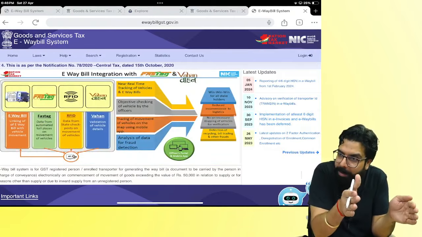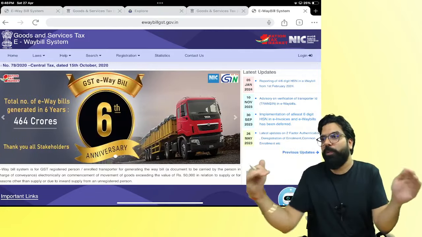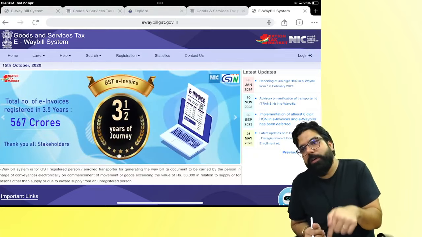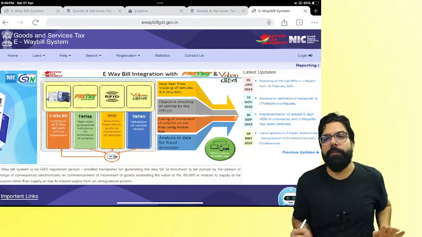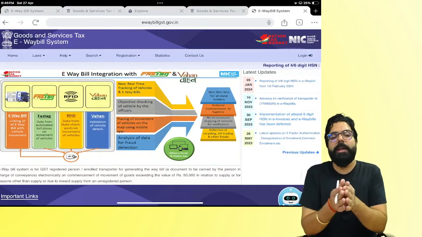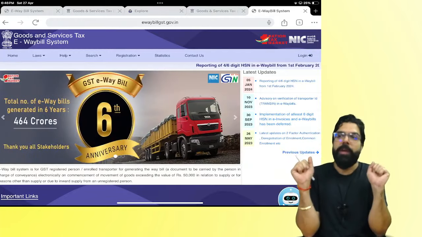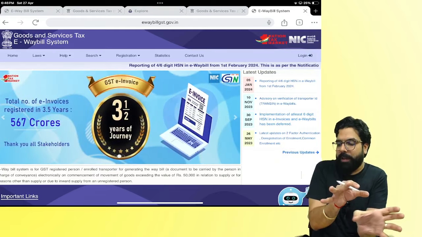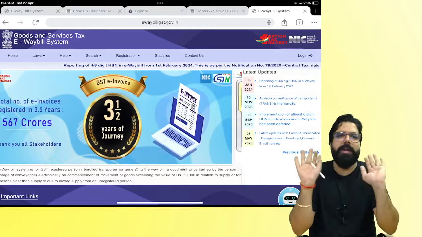E-way bill: a bill which you require on the way and which you have to generate electronically. So when you are going on the way, you need a bill, and that bill has to be generated where? On the GST portal. And the portal which is there is the e-way bill portal. This is also called a common portal, but the government kept this portal separate because in a day lakhs of e-way bills are created. If you keep a common portal for registration-related everything and this also, then the portal can get hanged. So the government has kept both of them separate.